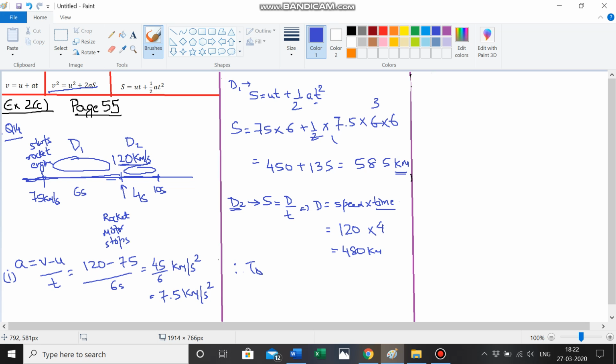Therefore, total distance traveled will be equal to S1 plus S2, in this case 585 plus 480, which is equal to 1065 kilometer. So for me, this finishes the questions that I had to do from the numericals.